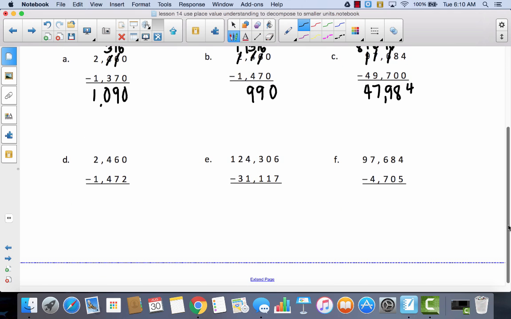Okay, let's take a look at D, E, and F. Again, I'd like for you to try to do these 3 problems all by yourself, and then we'll come back and we'll discuss them. If you get stuck, you can always press play.